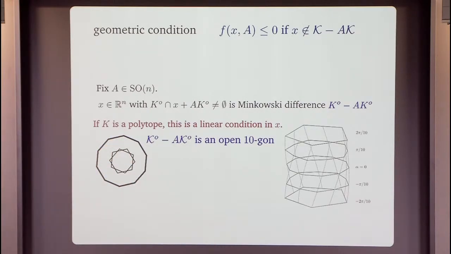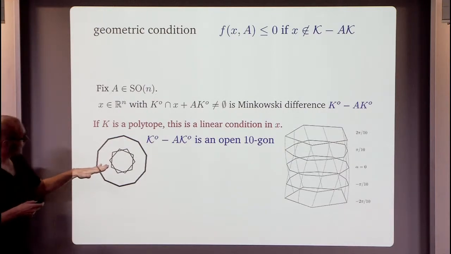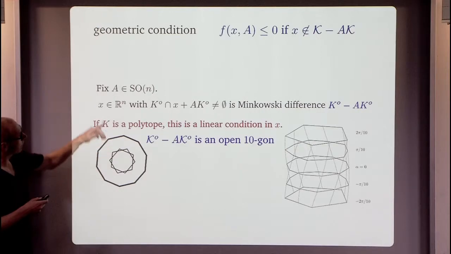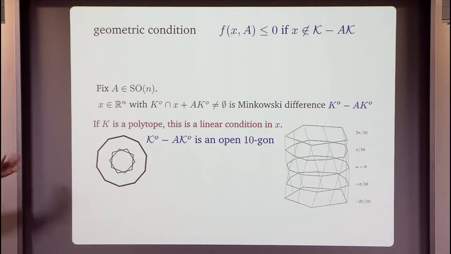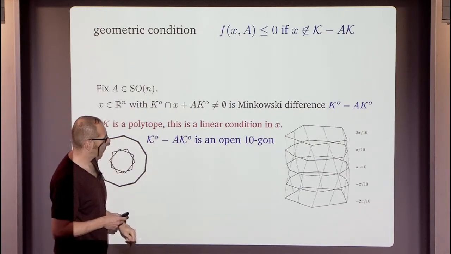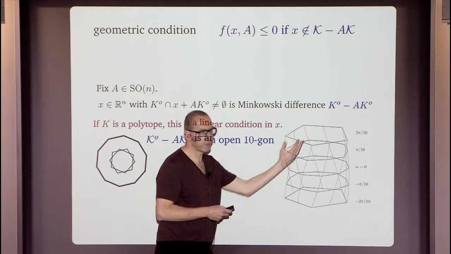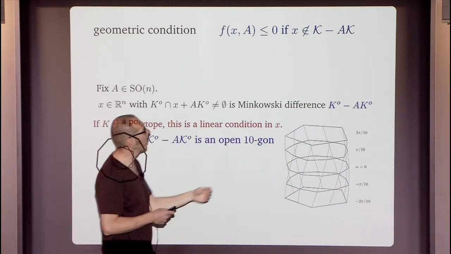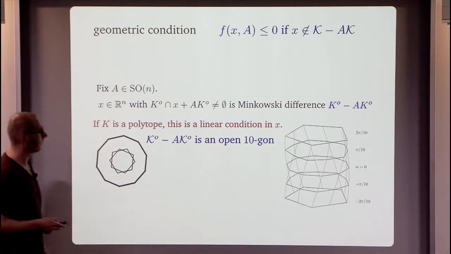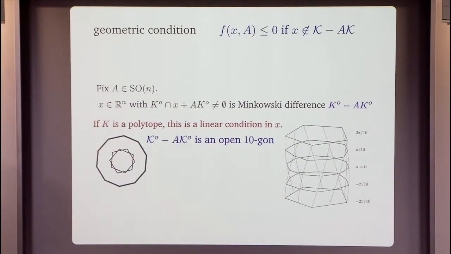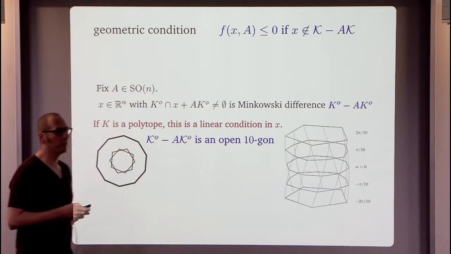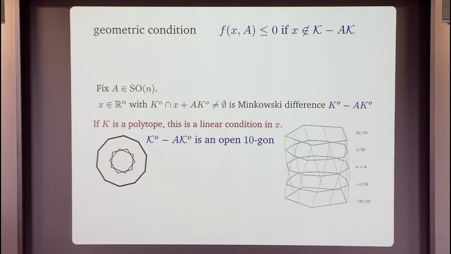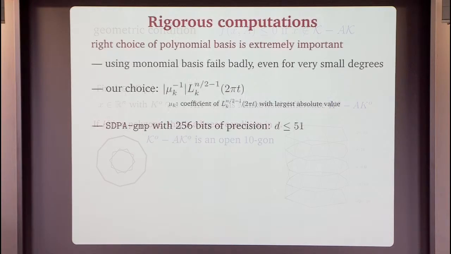So for fixed A, we have a polytope condition, so we want to have that the function is non-positive outside of the polytope. And if we do the rotation now, then we have a structure like this, so it's a twisted 10-gon. And we want to have that the function is non-positive outside. And this you can also formulate as a sum of squares condition. Because you can say how these faces look like, and these faces are parameterized by polynomials. Okay, then we can put everything into a computer.